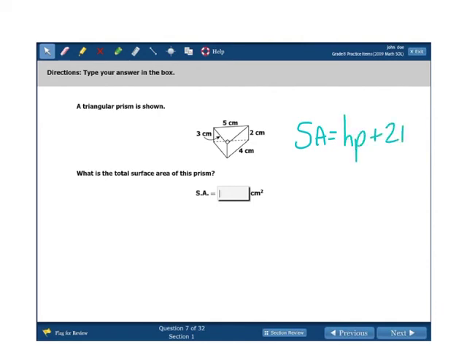HP plus 2 big B. That's our formula for the surface area of this prism. H is the height of the prism, P is the perimeter of the base, and big B is the area of the base. So I need to be able to recognize here how to find all of those.